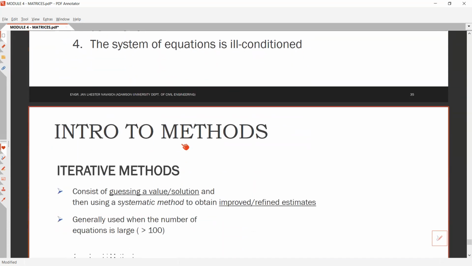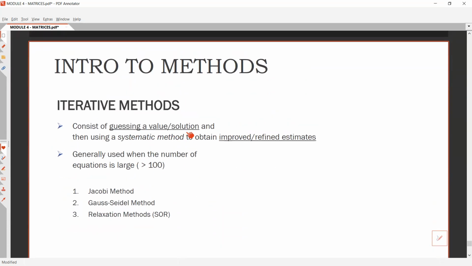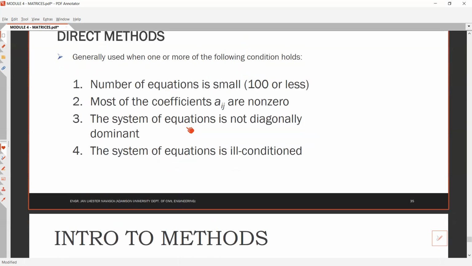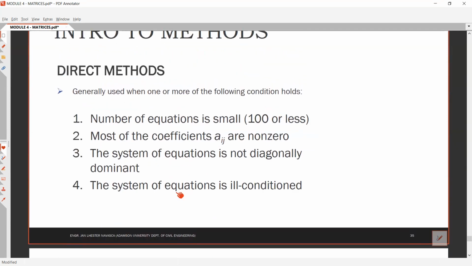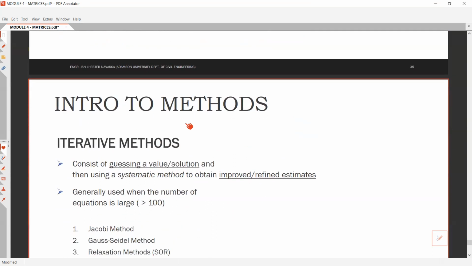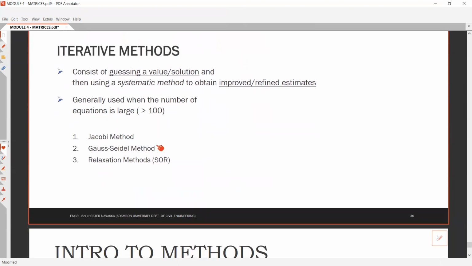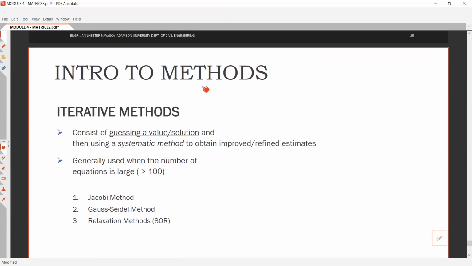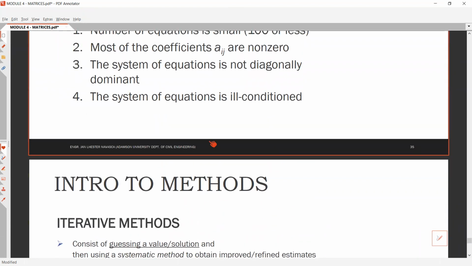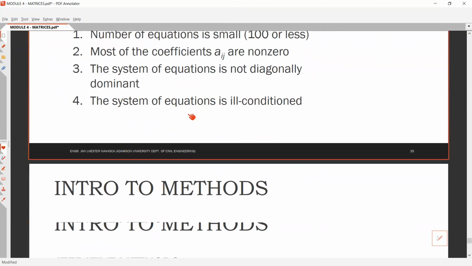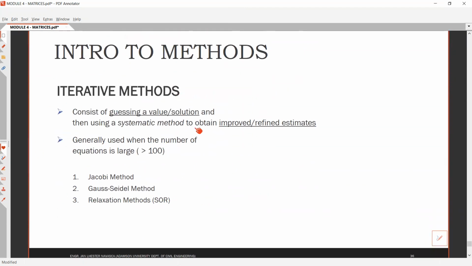Okay. So next one, we have the iterative methods naman. So kapag malaki yung ating equations, okay, greater than 100, so pwede tayong gumamit ng iterative method. So for the iterative method, we have the Jacobi, we have the Gauss-Seidel method, and the relaxation methods or SOR. Okay. So for the class, hanggang dito lang tayo sa direct method. Okay. Hindi na natin matatakel yung iterative method kasi this one is for medyo advanced solving for nonlinear equations na.